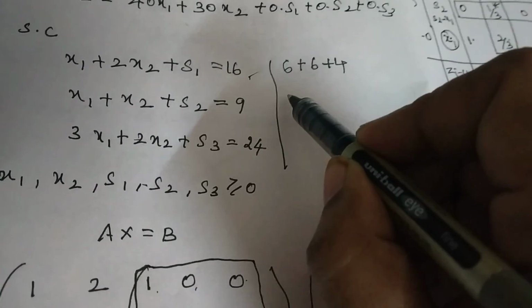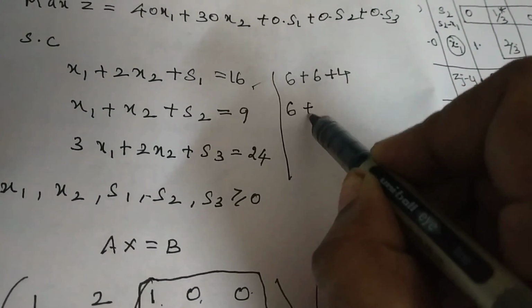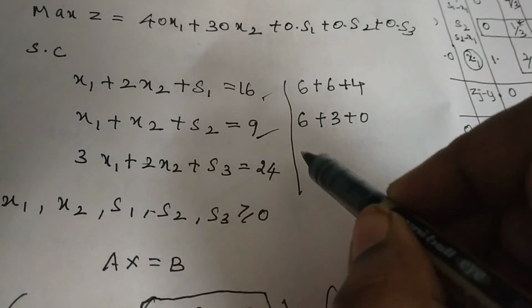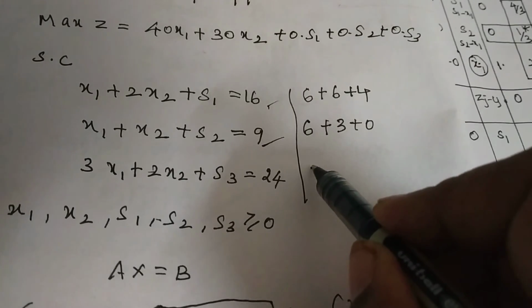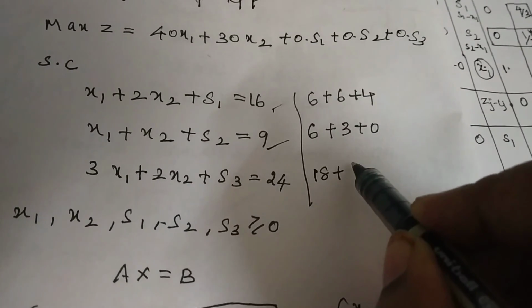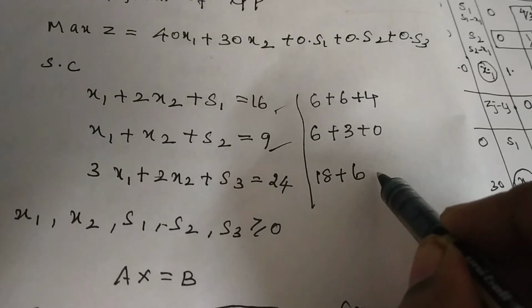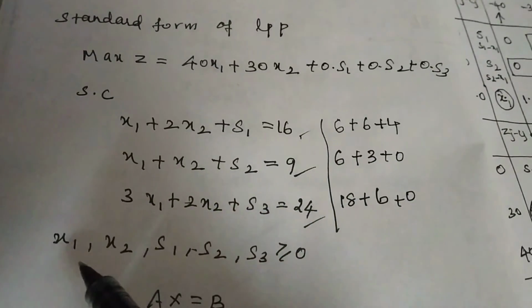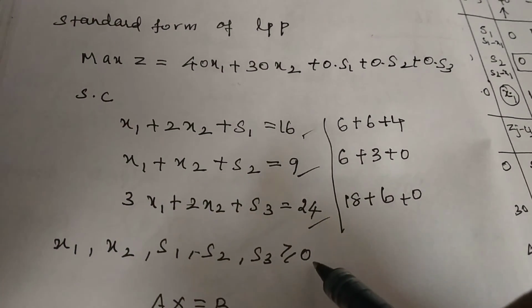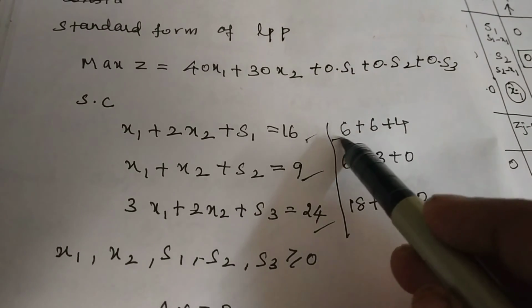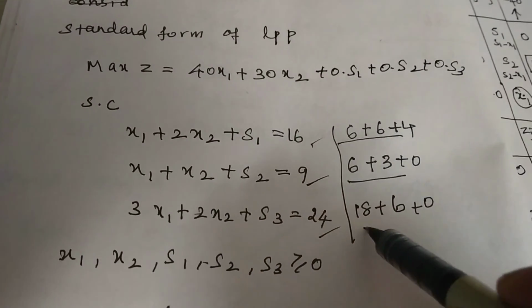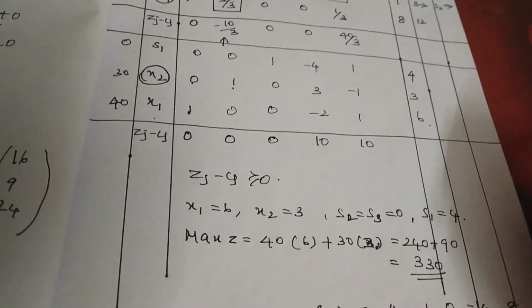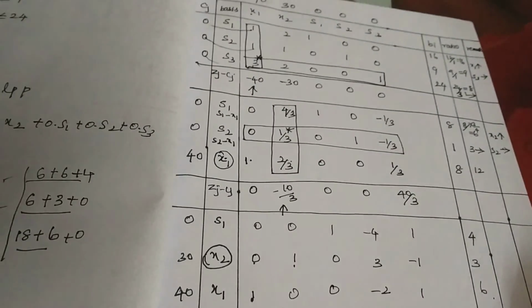So first one, okay, and then x1 is equal to 6 and x2 is equal to 3, s2 is equal to 0, which is equal to 9. Second one, okay. And then 3 into x1, so 18 plus 2 into x2, that is 6, plus s3 is equal to 0. So third one is also okay. And then x1, x2, s1, s2, s3 are greater than or equal to 0. So all the values of x1, x2 should be greater than or equal to 0. So this is the way of solving the LPP by using simplex method.